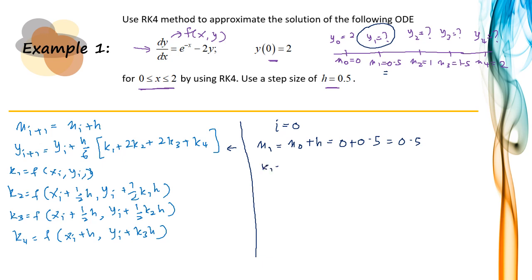So we start with k1. k1 is equal to f(x0, y0). Substitute the values x0 equal to 0, y0 equal to 2 into our function f. So our k1 is equal to, sorry, minus 3. I continue the calculation with k2. k2 is equal to f(x0 + h/2, y0 + k1h/2). So I substitute all the values, and I will have f(0.25, 1.25). Substituting this into our function f, I have k2 equal to negative 1.721.